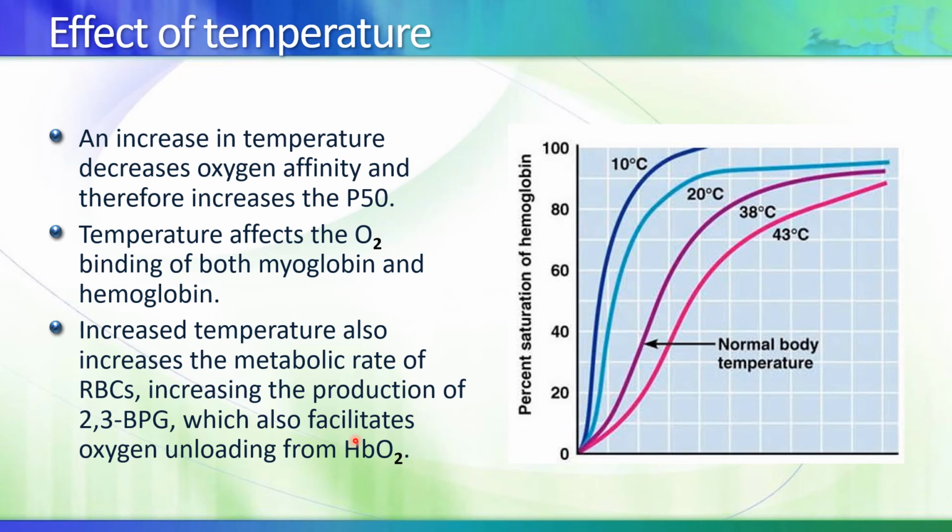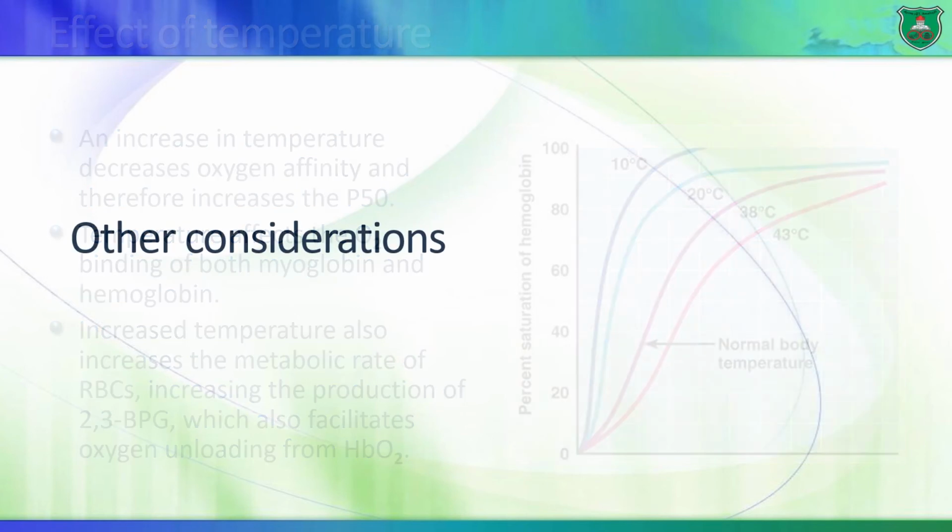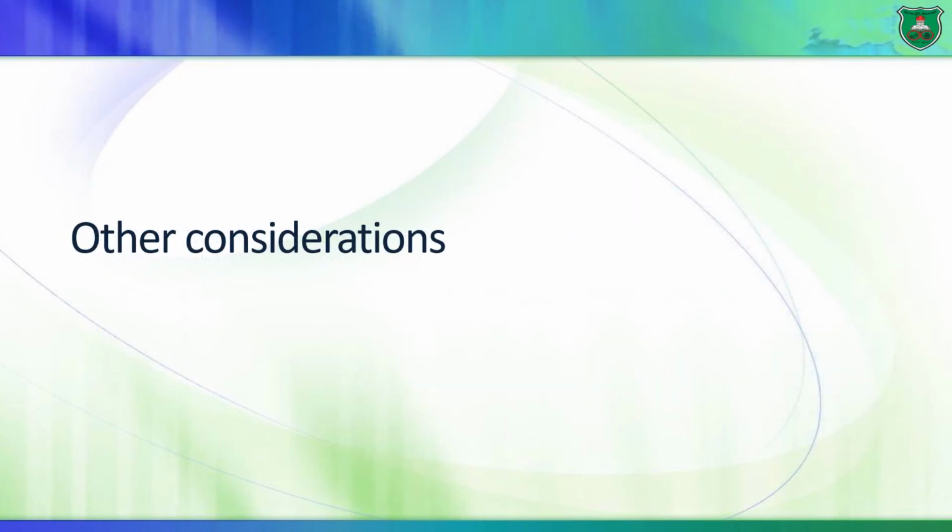So there is a dual effect, or double effect, of temperature on hemoglobin affinity. One is direct, by affecting probably the structure or the interaction, the binding between oxygen and the iron of the heme molecule. And the other is that temperature would increase the metabolic rate of red blood cells. Now, there are other considerations as well.